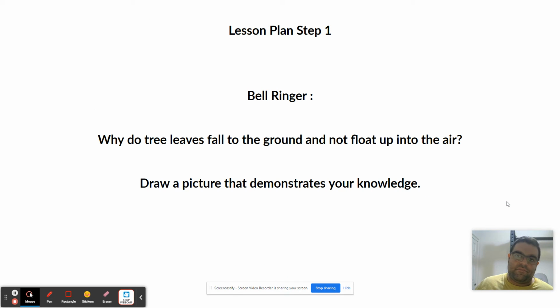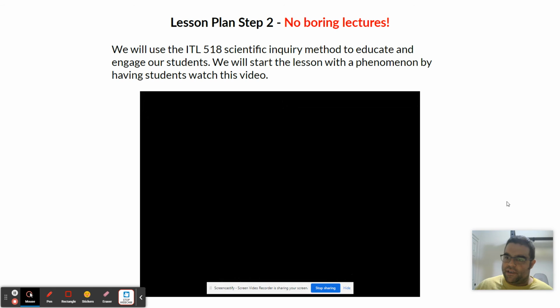So the bell rings. We've got a bell ringer. Students don't know what to expect today. They walk in, and this is on the board. Bell ringer: Why do tree leaves fall to the ground and not float up into the air? Draw a picture that demonstrates your knowledge. So, a cool picture, just something fun. Drop a tree, maybe with some apples falling, leaves falling, etc. Something fun. It's related to what we're learning.